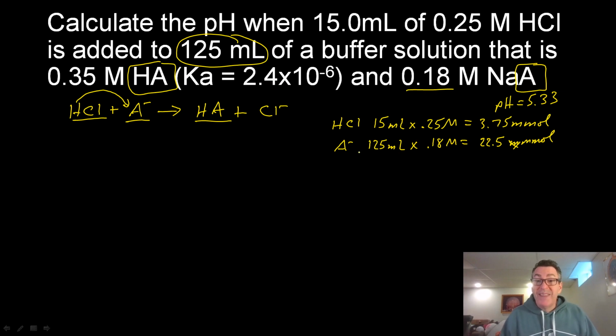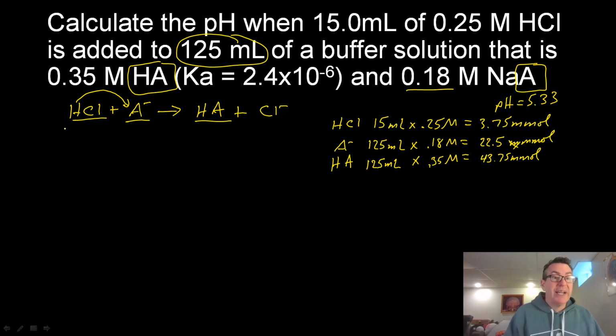And then finally, we also need the HA. A lot of students just leave that out. Don't leave it out, because it's there at the beginning of this reaction. It affects the pH. Now the HA, just like the A-, is a part of that 125 milliliter buffer solution. So we're going to use the same volume and multiply that by its concentration. That was 0.35 moles per liter, or molarity. And we get 43.75 for that one, in millimoles.